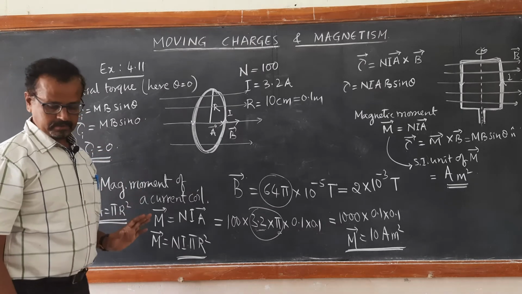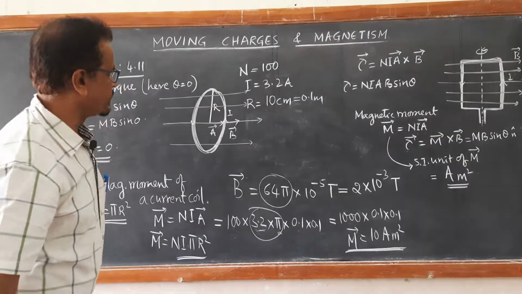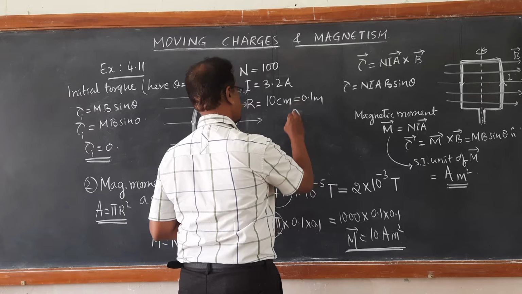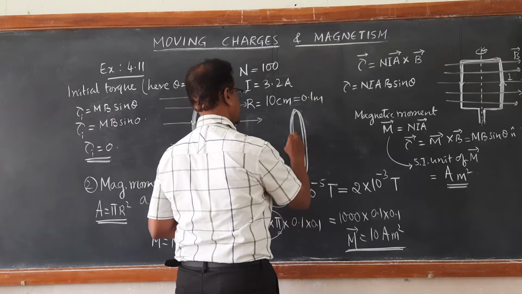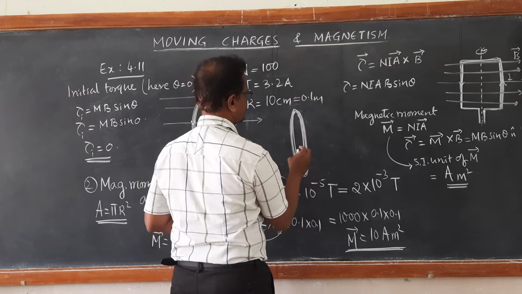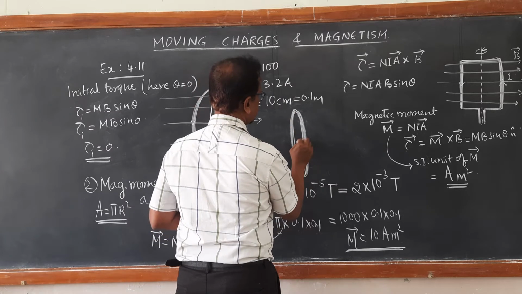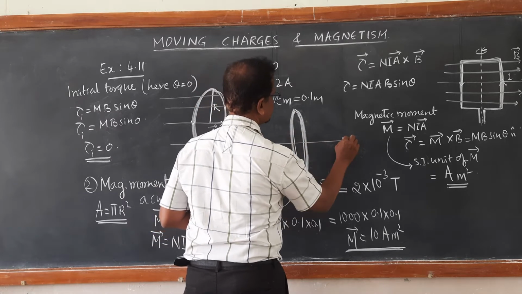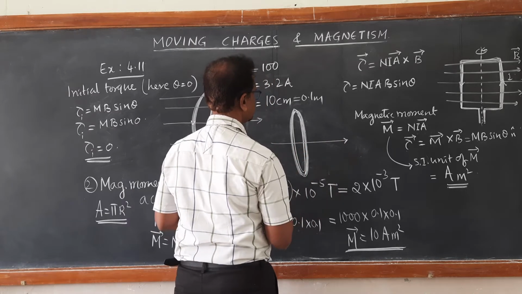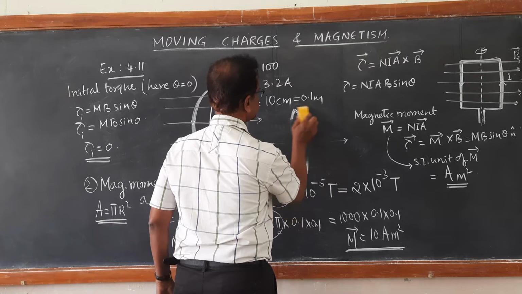When the same coil is turned through 90 degree, I will draw here, the same coil is turned through 90 degree, here, then magnetic field vector, yes, it will be like this.